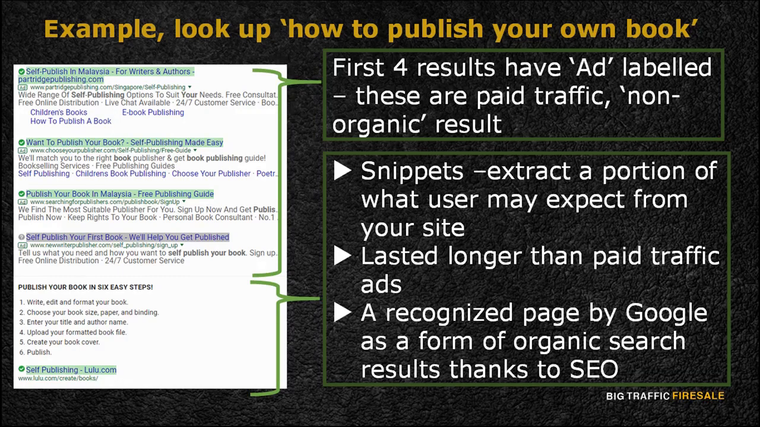As you can see, the first 4 results have "Ad" labeled beside their link. These are paid traffic ads, or simply non-organic results. Further down, as mentioned before, you may even see snippets linked to a site. According to Google, snippets are programmed to extract a portion of what users would see on your site. This featured snippet helps boost the user's attention to your site. This is what most online marketers are aiming for because it lasts longer than paid traffic ads. It is a page recognized by Google as a form of organic search result, and it's all thanks to SEO.